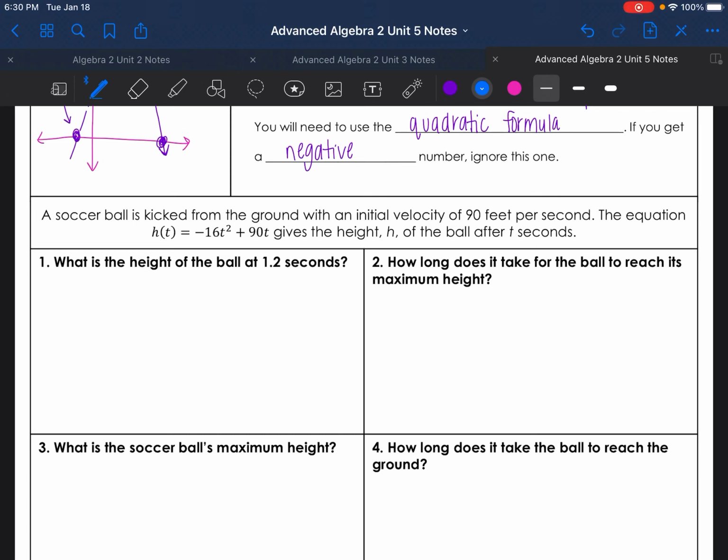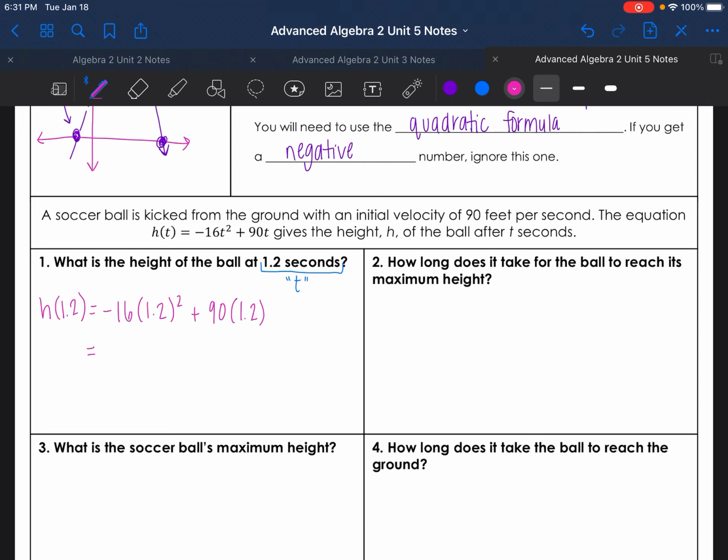Question number 1 says, what is the height of the ball at 1.2 seconds? So it's giving us a time. This is t. So we're going to plug in. So the height at 1.2 seconds equals -16 times 1.2 squared plus 90 times 1.2. And just type that in your calculator.